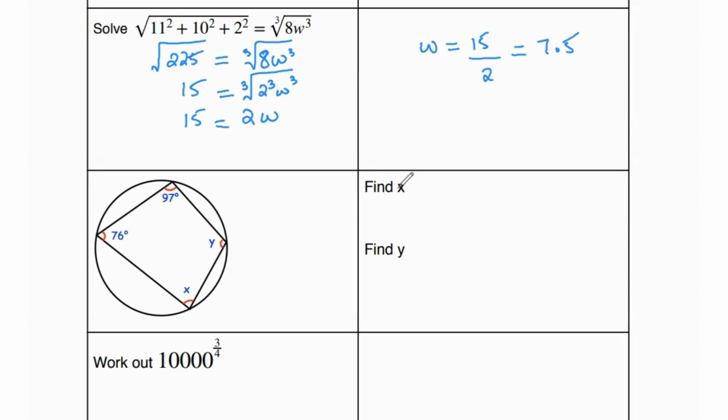The next question says find the value of x and y. So we have a circle and inside the circle we have a quadrilateral. If you've revised your circle theorems by now, you should know that when we have a quadrilateral in a circle and all of the vertices of the quadrilateral are touching the circumference of the circle, that means it's a cyclic quadrilateral.